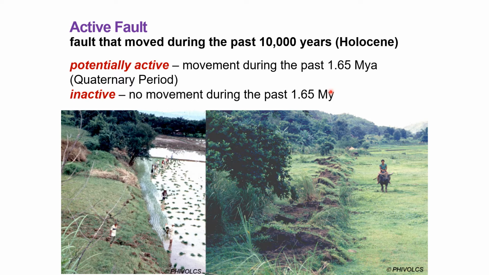So why do we have active faults and then we have potentially active and inactive? Because our tectonics is very dynamic that sometimes nagsishift yung areas where there's active faulting, and then there are also areas that were seismically active before, tectonically active before, but then after many, many millions of years of tectonic processes, they will become stable. And thus, yung mga previously active faults ay magiging inactive after millions and millions of years.